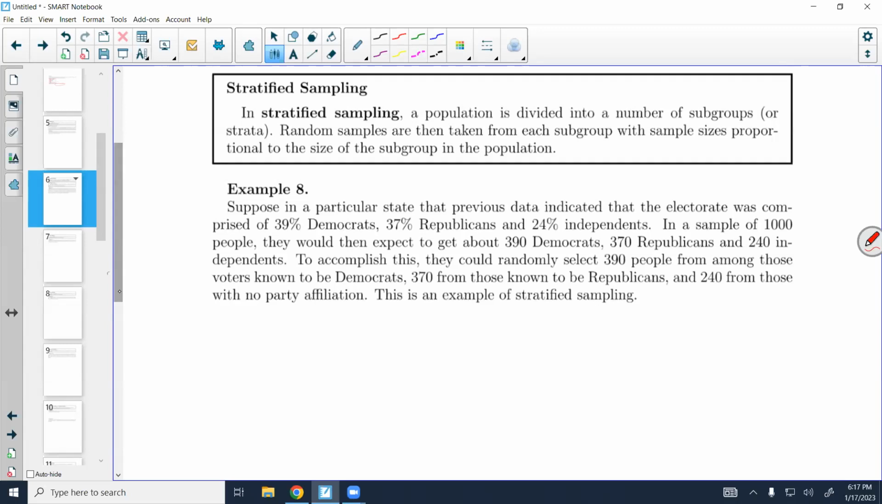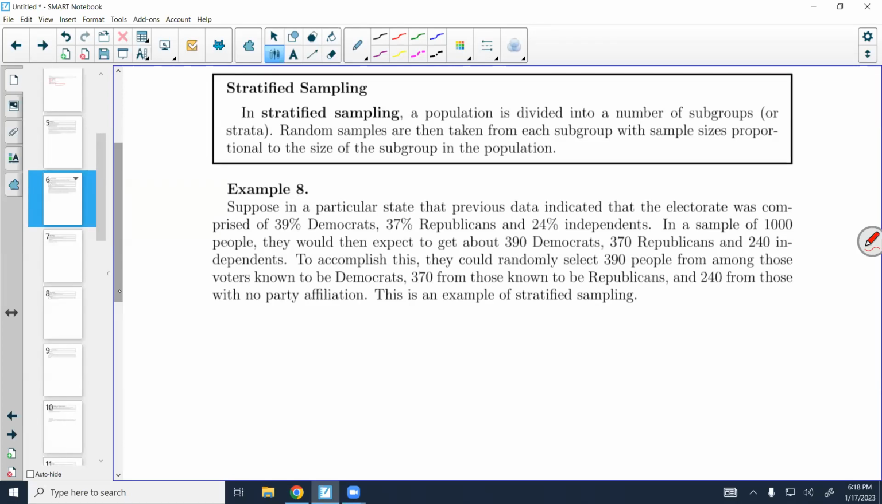So, let's see. Told you, this is all definition. Suppose a particular state that previous data indicated that the electorate was comprised of 39% Democrats, 37% Republicans, and 24% independents. In a sample of 1,000 people, they would then expect to get 390 Democrats, 370 Republicans, and 240 independents. 39, 37, and 24% of 1,000.